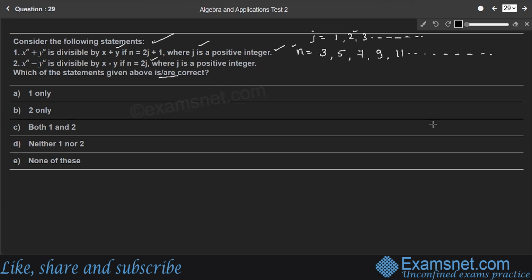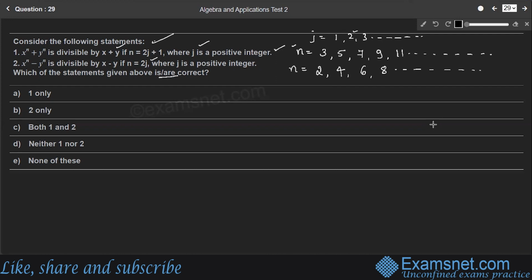So it continues, right? In the second statement, the value of n becomes 2j, where j is a positive integer. If j is 1, n becomes 2 into 1, which is 2. If j is 2, n becomes 4. If j is 3, n becomes 6. If j is 4, n becomes 8. It continues, so the value of n is all even numbers from 2. So here, which of the following statements is or are correct, right?